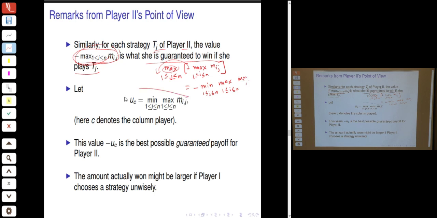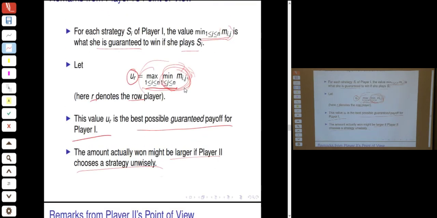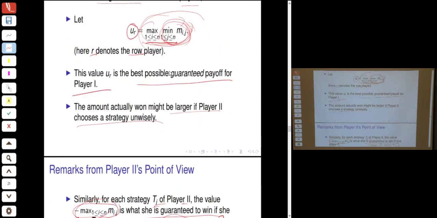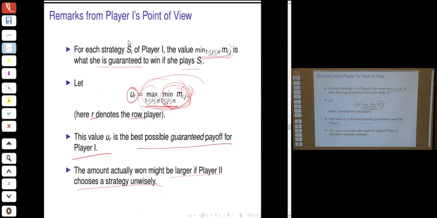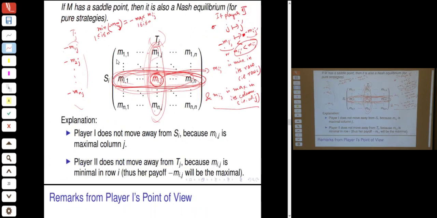So the quantity of interest for player 2 is this one. Notice the similarity to the quantity of interest for player 1. It's exactly the same thing, but with the order of the maximum and minimum switched. So we called it UR because R stands for player 1, who was the row player. So player 1 strategies are being given by the rows.